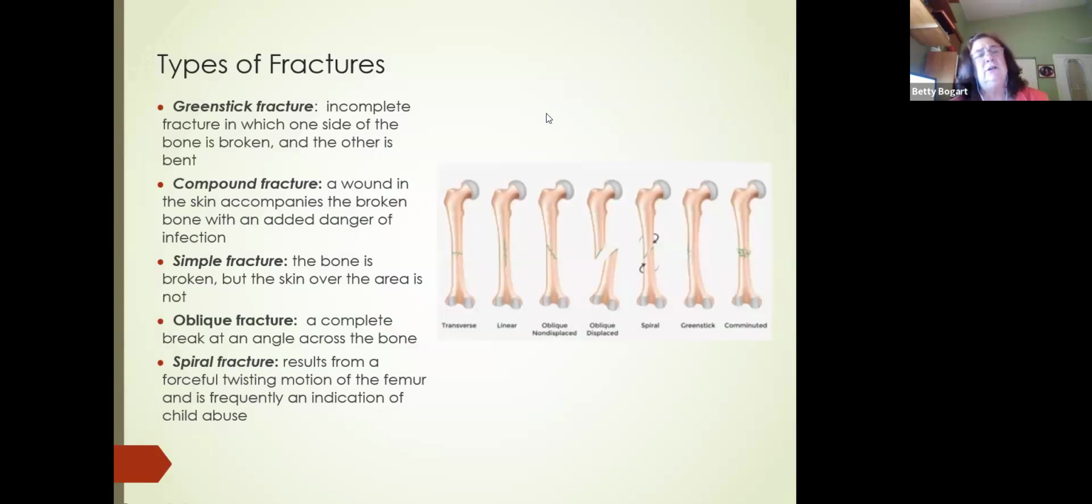Now, fractures: greenstick, compound, simple, oblique, and spiral. The pictures show the story, but let's go over them. Greenstick is when you have a bend in the bone and a break on the other side. Compound is when it comes out through the skin.